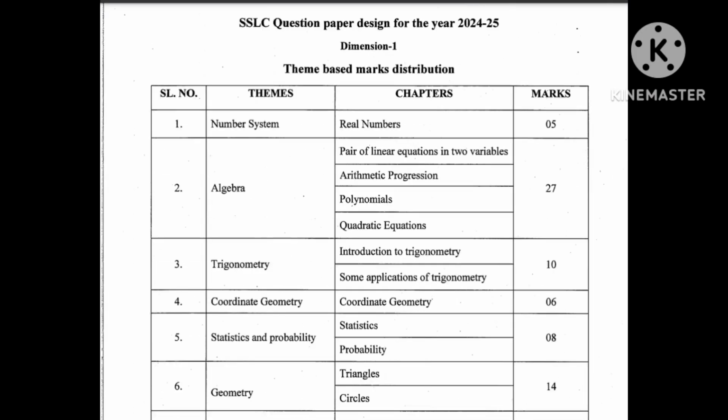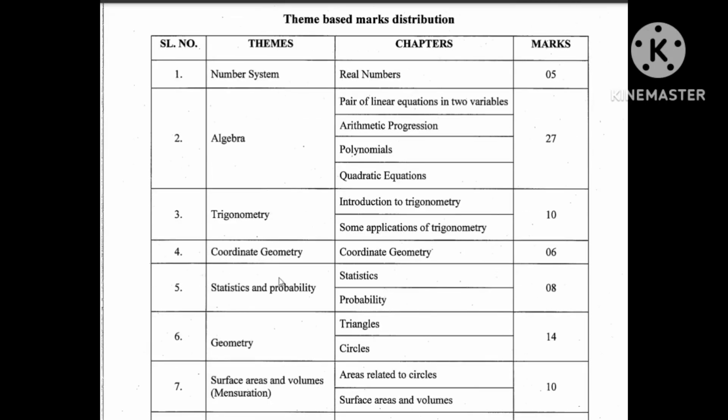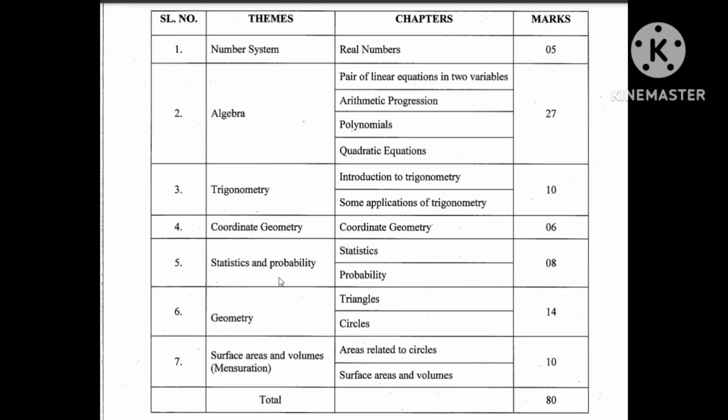So this is going to be our first dimension. Dimension consists, my dear students, of the themes: the number system, algebra, trigonometry, coordinate geometry, statistics and probability, geometry, and then surface areas and volumes. So these are the themes. In the first theme, the number system, you have the chapter real numbers. This is the only chapter that consists of the number system theme.